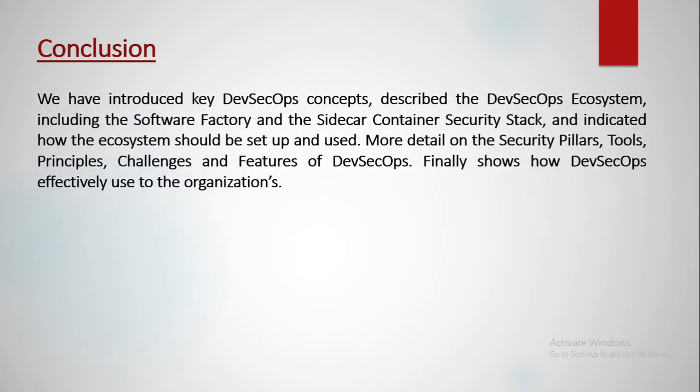Actually, through this document, we have introduced key DevSecOps concepts, described the DevSecOps ecosystem, including the software factory and the sidecar container security stack, and indicated how the ecosystem should be set up and used. More details on the security pillars, tools, principles, challenges, and features of DevSecOps finally show how DevSecOps is effectively integrated into the organization. I think you all have got a clear idea about DevSecOps technology.